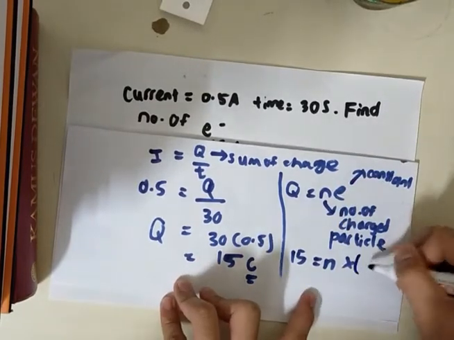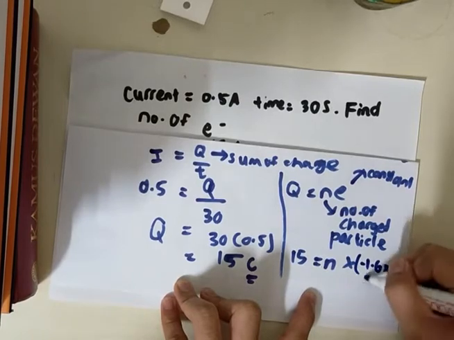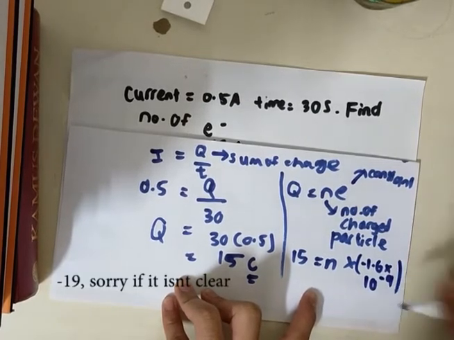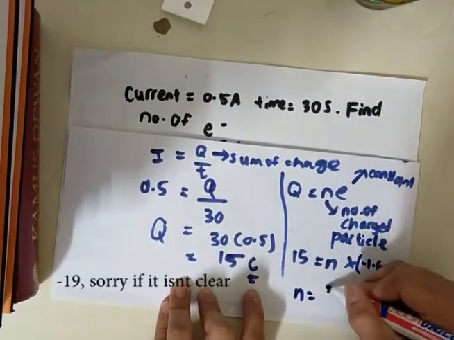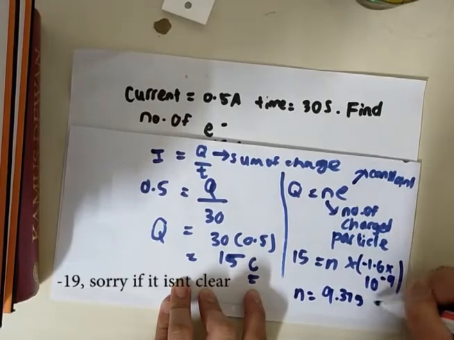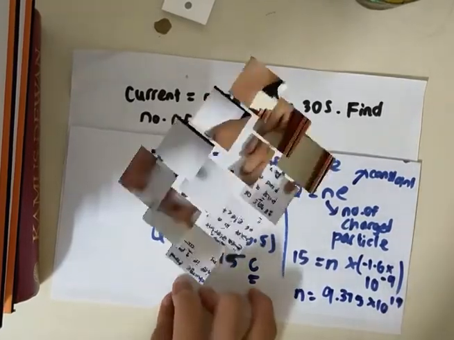E as a constant is negative 1.6 times 10 to the power of negative 19. So which brings us to an answer of 9.375 times 10 to the power of 19.